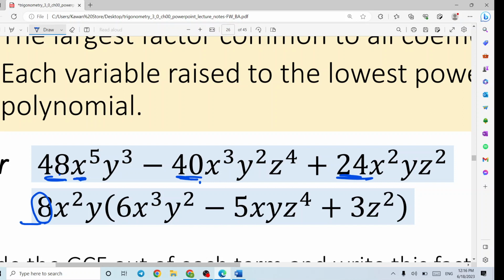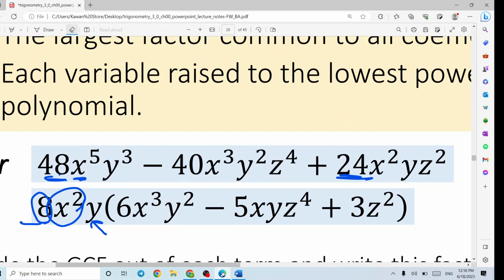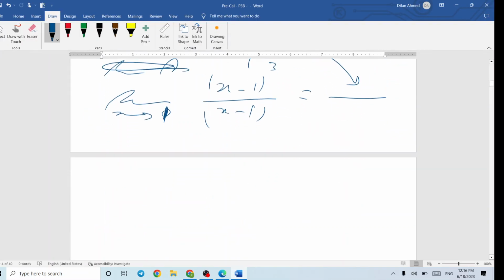For example, I have x and y. So I'm going to talk about x right now. So x to the power 4, 5, 3, and 2. Which one is the smallest one? So 2. So I'm going to take out x squared. Understood, dear? And how about y? 3, 2, 1. So I'm going to take only y. You get the idea? Then we decrease each exponent by the exponent that we took out. What do you mean by that? Let me give you an example.